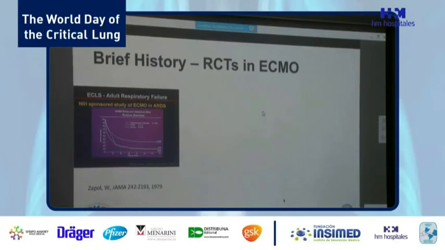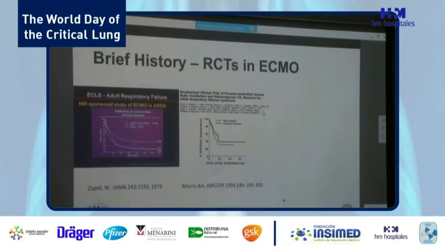This is the original Zapol study from the 70s. This is Alan Morris's study of ventilation versus ECMO in the 80s. And this is the Kaplan-Meier from the CESAR trial that was published in the 2000s. These are survival curves, so you can see that overall survival has improved greatly over the decades, from 9 and 10% in the treatment and control arms in the 70s to the 30% range, and now we're into the 50-60% range.